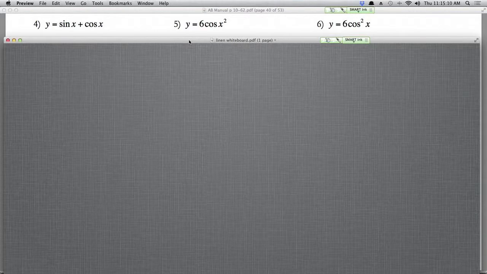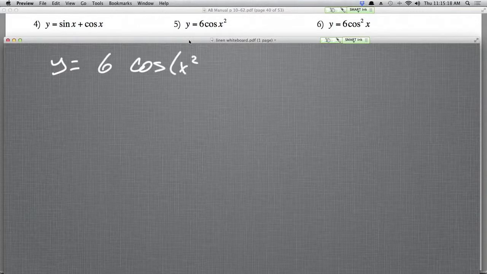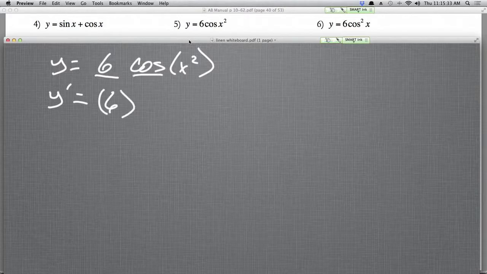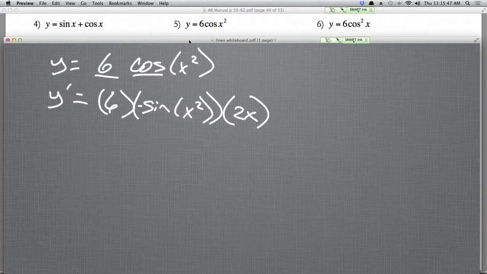Now, on 5, where is the square at? On the outside. It's on the x. So make sure you know that we're talking about that right there. That's what we're looking at. So that's what I want to take the derivative of. What happens to this 6? It stays there. Derivative of cosine. Negative sine. What has to be on the inside? X squared. And then the derivative of x squared is 2x.